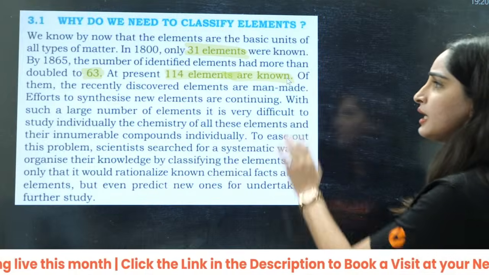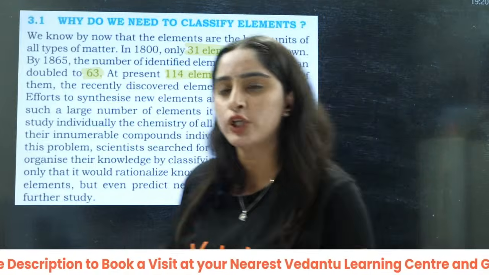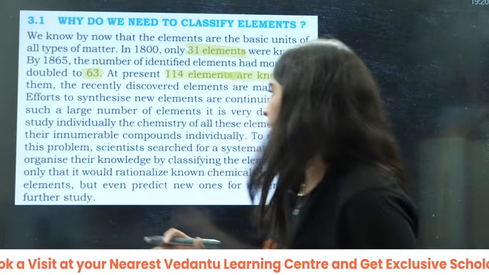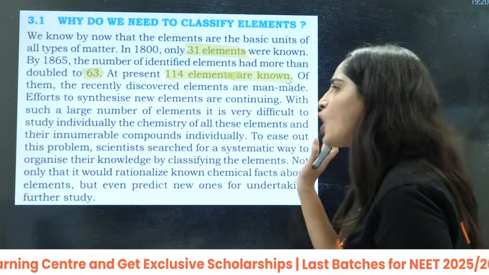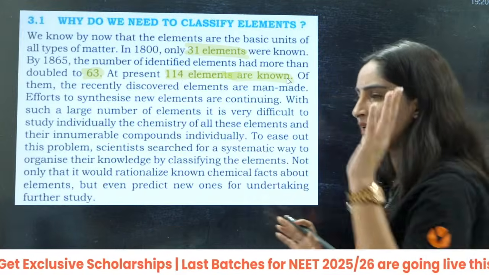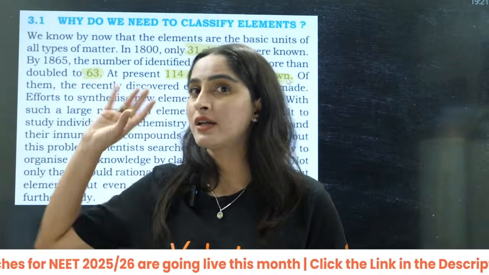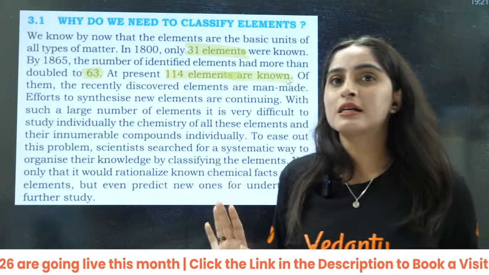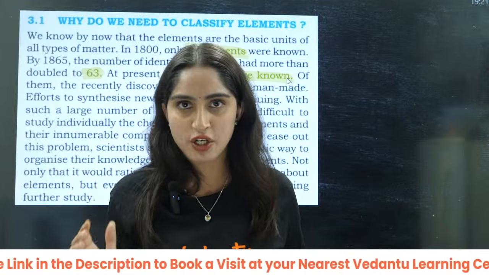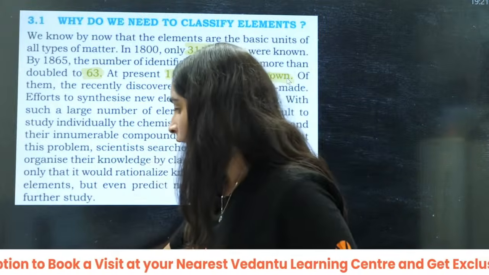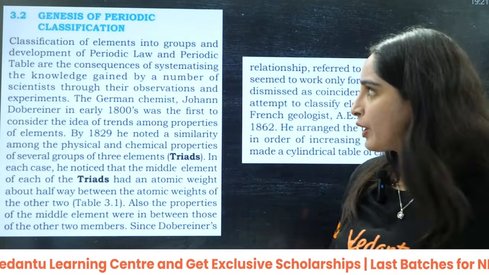They are saying that efforts to synthesize new elements are continuing. Even now, they are trying to make new elements. With such a large number of elements, it is difficult to study these elements individually. To ease this problem, scientists searched for a systematic approach. So many elements, and studying each and every element is not possible. So we have to make some classification, and this is the classification that we are going to study here.